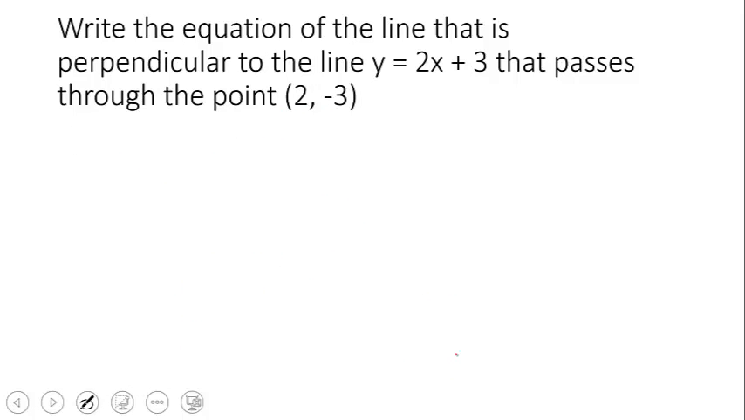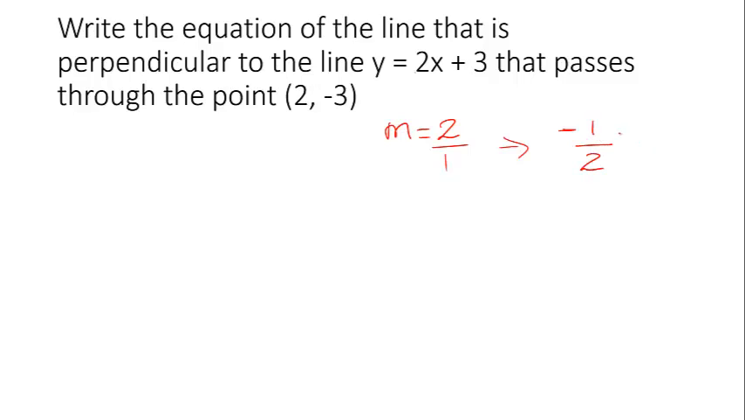This time we're given a line y equals 2x plus 3, and we want the equation this time to be perpendicular to this line. Okay, so we know perpendicular lines have opposite reciprocal slopes. The slope of this line we can see is 2, or 2 over 1, and we know from the last section that opposite reciprocal means I'm going to change its sign. The positive becomes negative. Reciprocal means I flip this fraction. Instead of 2 over 1, it becomes 1 over 2. So this is the slope of my new line.